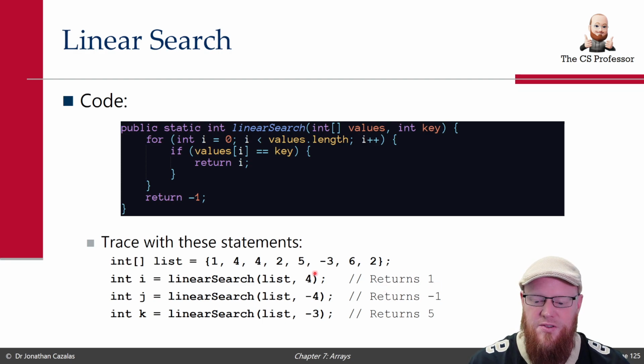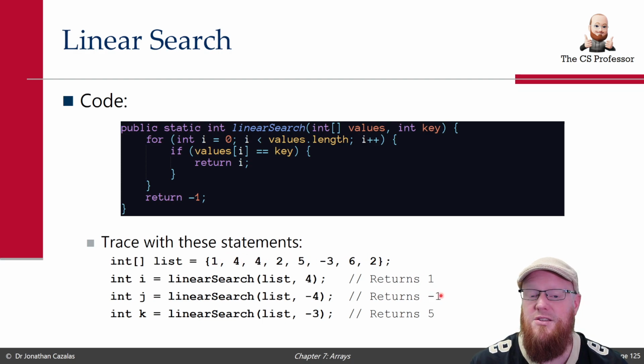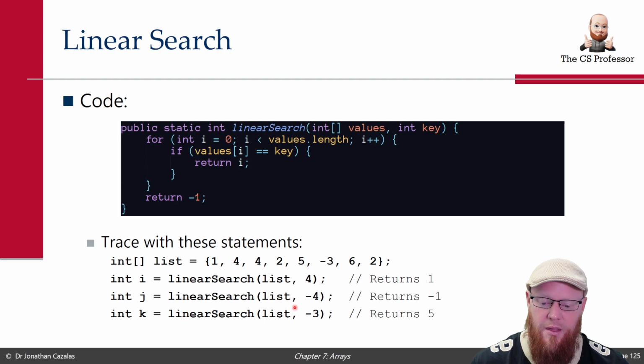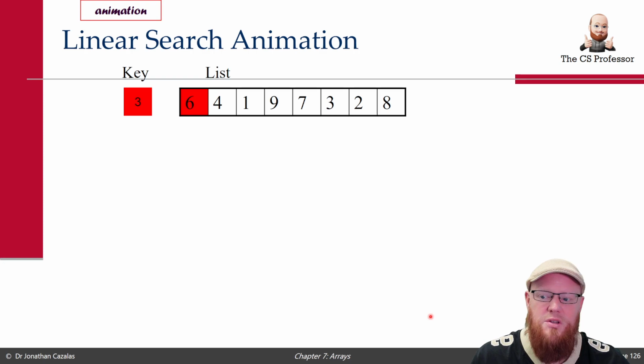What if we look for -4? Are you -4? Nope, nope, nope, nope, nope, no -4. So it's going to return -1, indicating it was not found. And finally, if we look for -3, we're going to check here, index 0, are you -3? Nope, index 1, nope, index 2, index 3, index 4, index 5, are you -3? Yes, it is -3, it returns 5. Pretty straightforward. Here's an animation of what's going on.